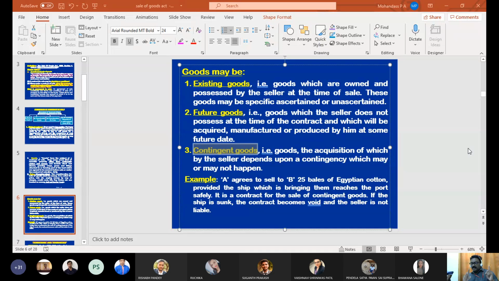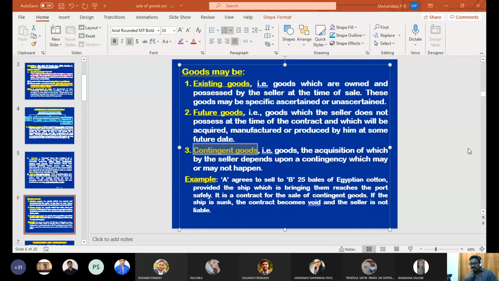Be careful. I'll be asking this question. Mandatorily, this question will be asked during Viva. What is called contingent goods? Contingent goods are those goods which the seller will get into his custody only on the happening of an event which may or may not happen. Okay. Is it clear to you all, Vaishnavi and team?